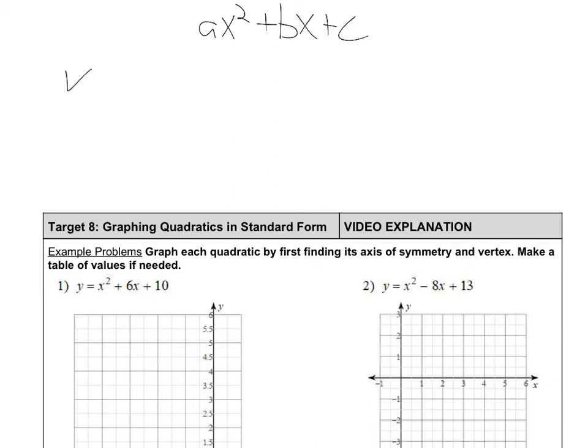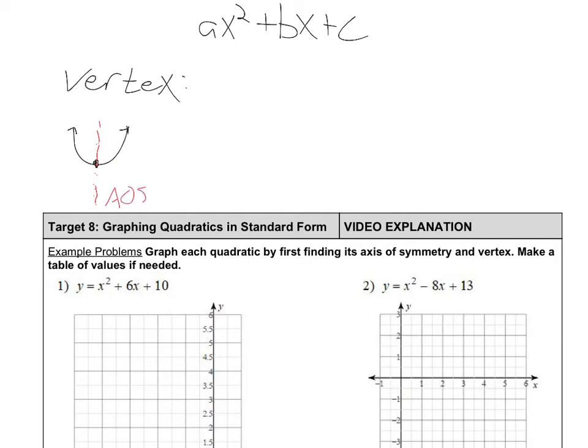The first of which is going to be the vertex. When you graph a parabola, it kind of makes a U shape. The vertex is going to be the low point or the high point. And that vertex is going to lie on an imaginary line called the axis of symmetry.